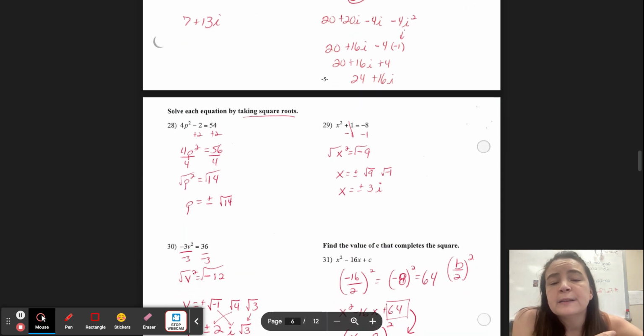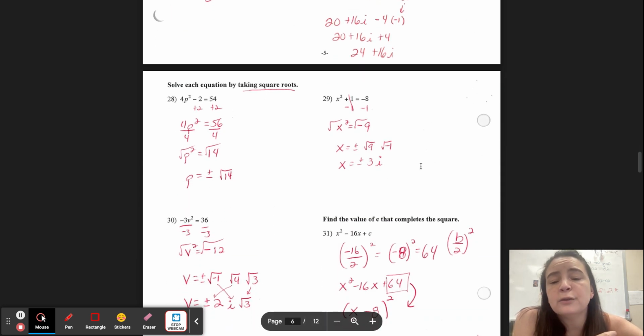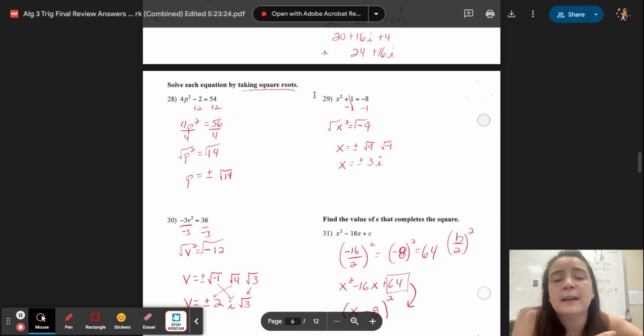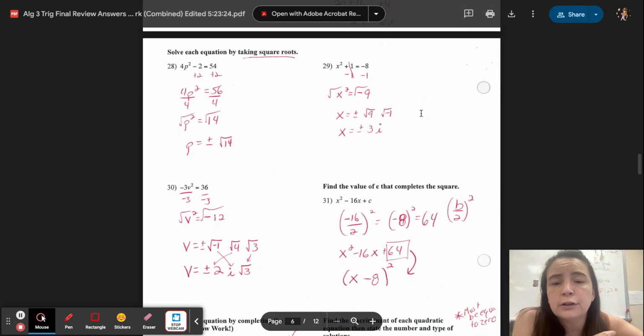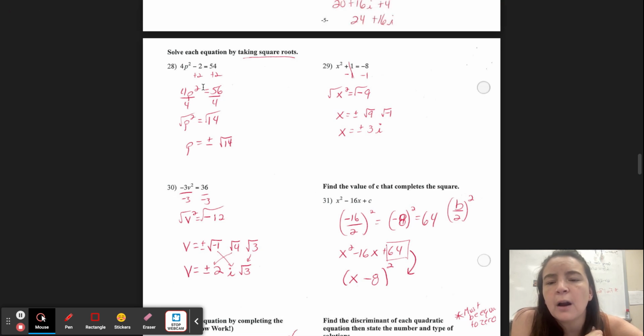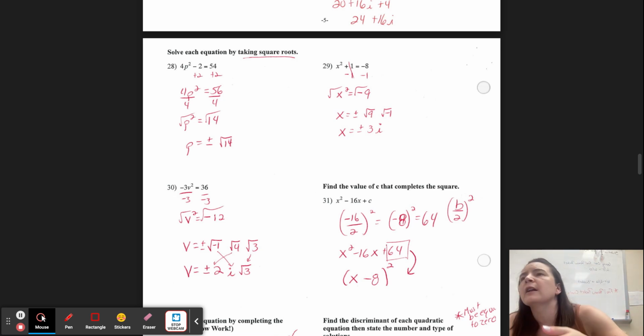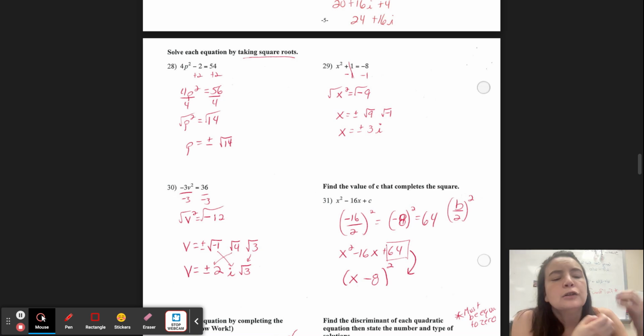For number 28, 29, 30, they say to solve by taking square roots. So that is what we're going to do. When we solve by taking square roots, it does not have to be equal to 0. You're just going to get the variable by itself. So here you see me adding 2. Then you see me dividing by 4. You see me taking the square root. Please remember, whenever we take the square root, we must do plus and minus because we have to take into account that we could have originally squared a negative or positive number. So we have to put a plus minus sign in front of the square root whenever we are solving and we take the square root.